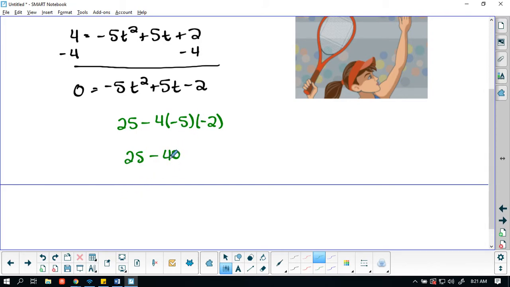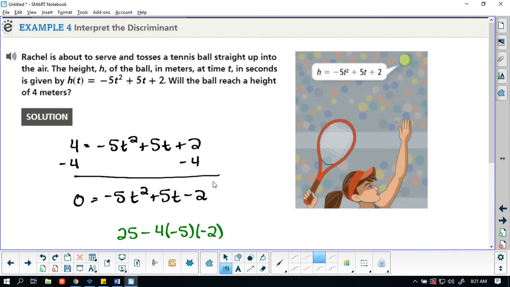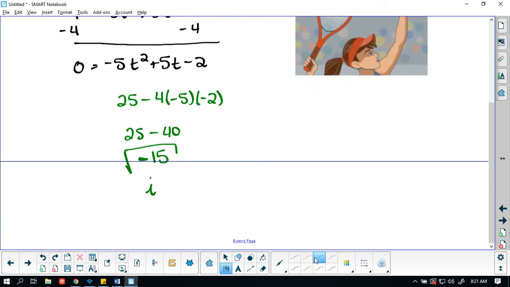B squared is actually less than 40, and so this is going to be a negative number, is basically what I'm trying to get at there. So 25 minus 40, I just want to make sure I am correct here, we have negative 15. And remember, this is going to be in that square root. And if I have a square root of a negative, that means we're dealing with an imaginary number. And if we're dealing with an imaginary number, then we will never actually hit 4 meters. So using the discriminant, we found that no, the ball will never hit 4 meters.